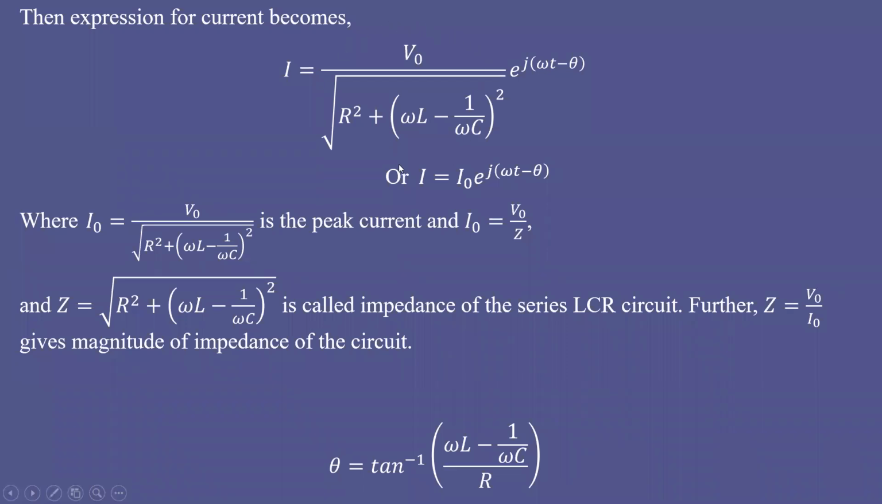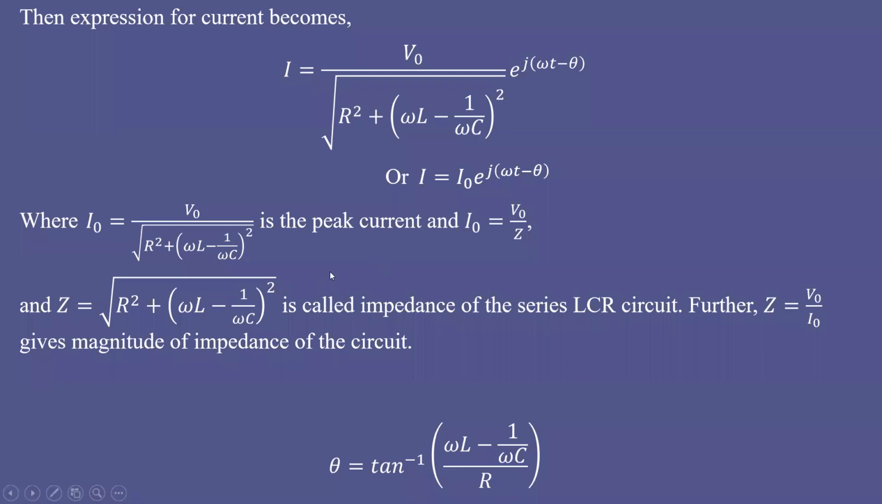So this term is replaced by I naught, and also this I naught can be written as V naught by Z, where Z is called the effective resistance of the components connected in the AC circuit. So I naught equal to V naught by Z. What is Z here? Z is equal to square root of R square plus omega L minus 1 by omega C the whole square, and that is called the impedance of the series LCR circuit.